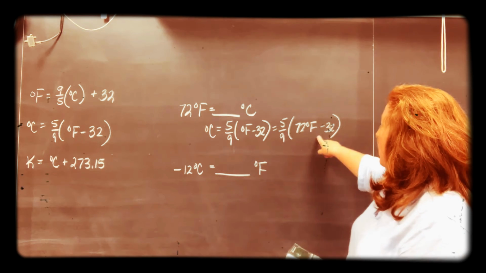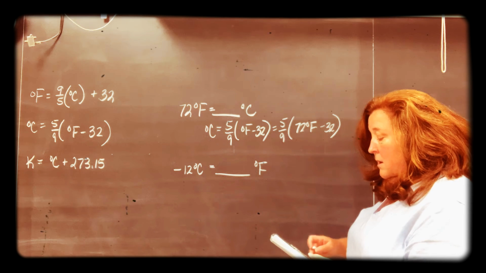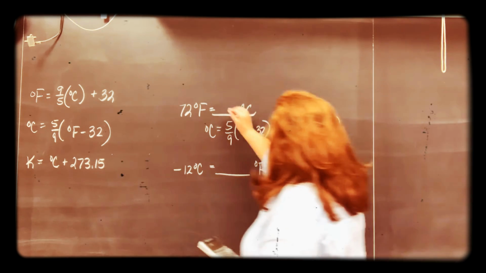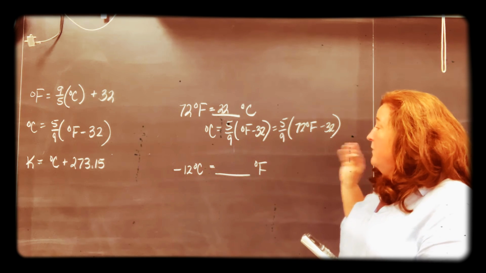And of course you get 40. Then you take 40 times 5 and divide it by 9. And you'll get 22 degrees Celsius. And that's how you change from Fahrenheit to Celsius.